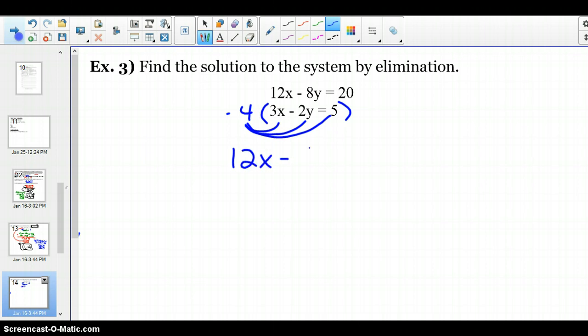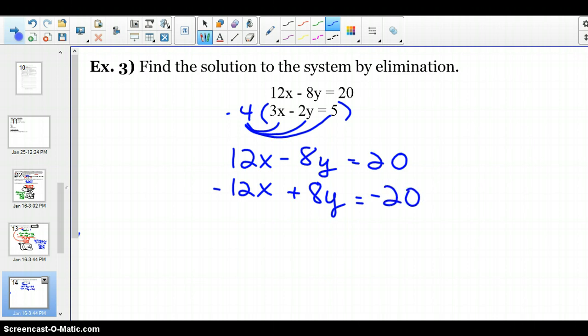So I'm going to write my top equation. I didn't change the top equation, but be careful here. Okay, so negative 4 times 3x is negative 12x. Negative 4 times negative 2y is positive 8y. Just be very careful with your signs. Negative 4 times positive 5 is negative 20. Okay. Now this is interesting.